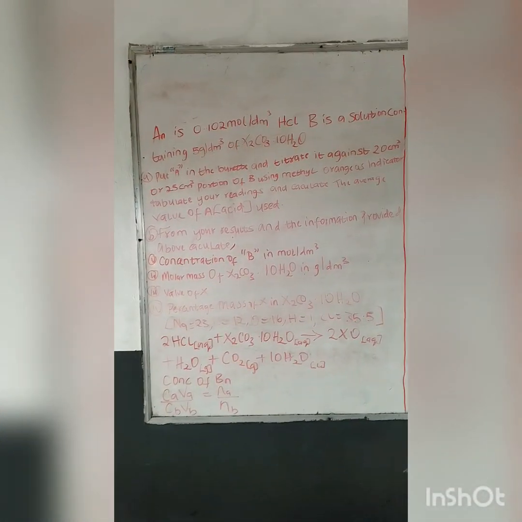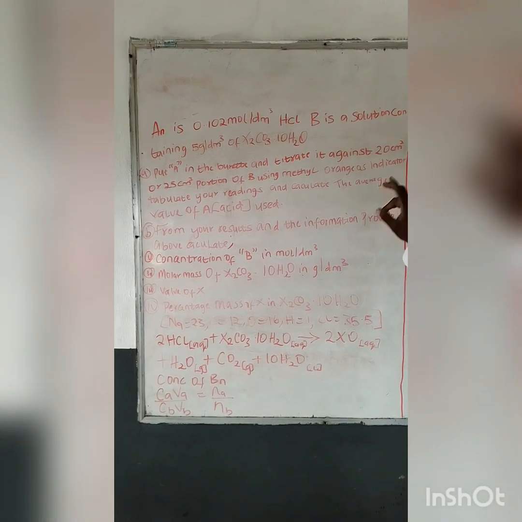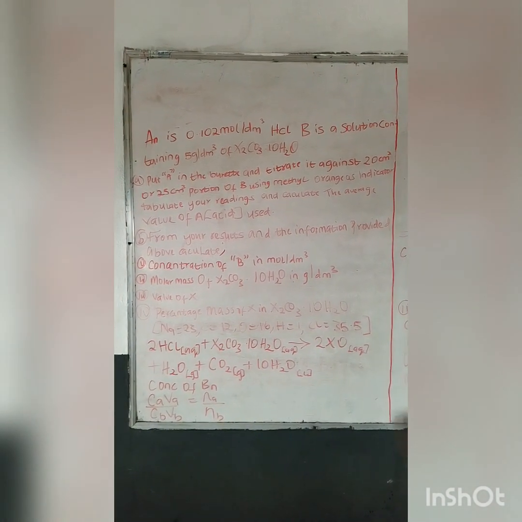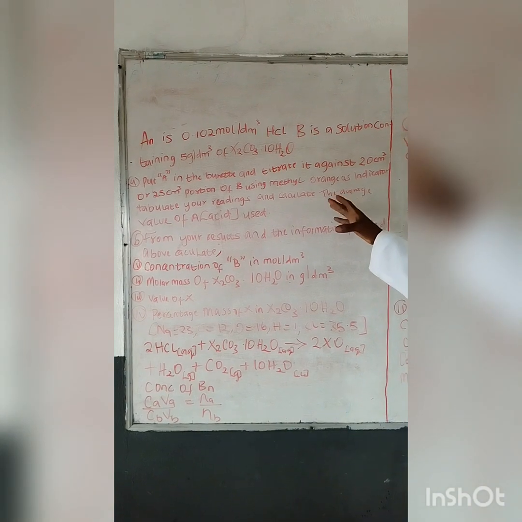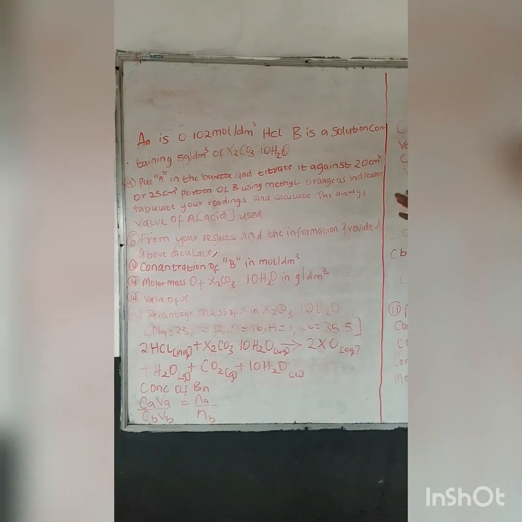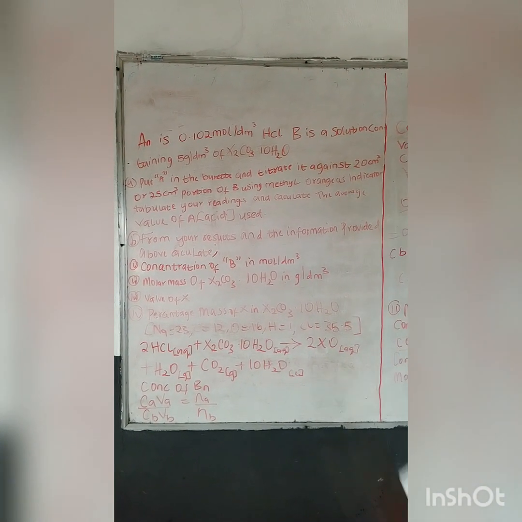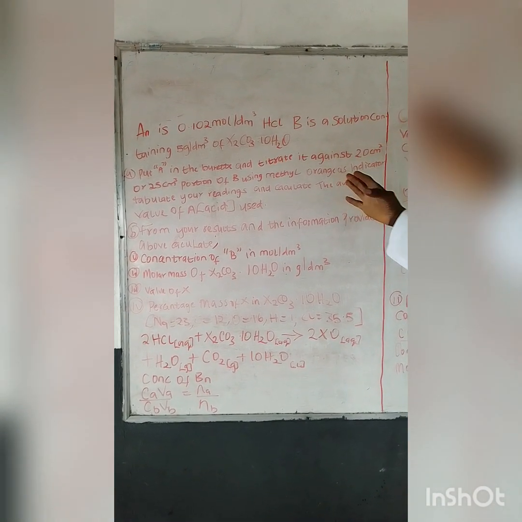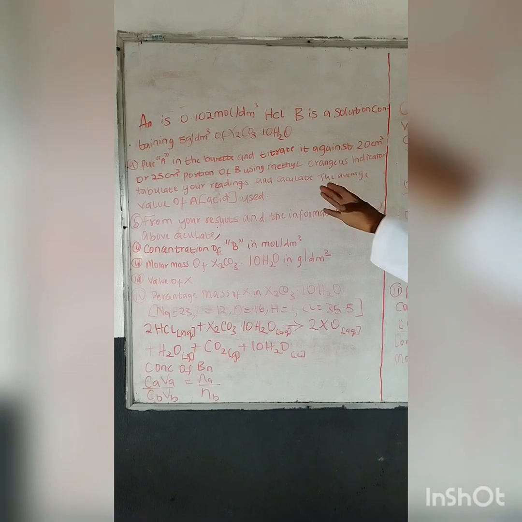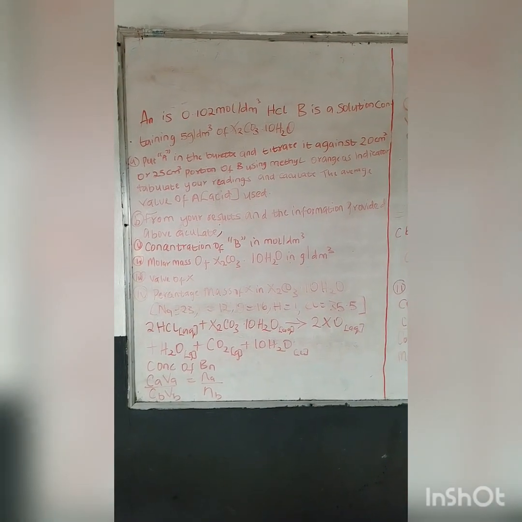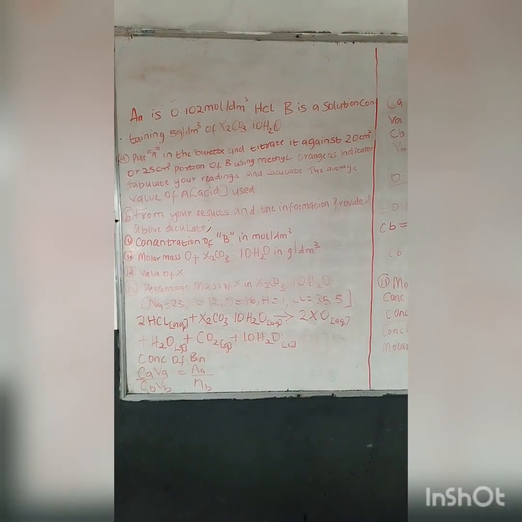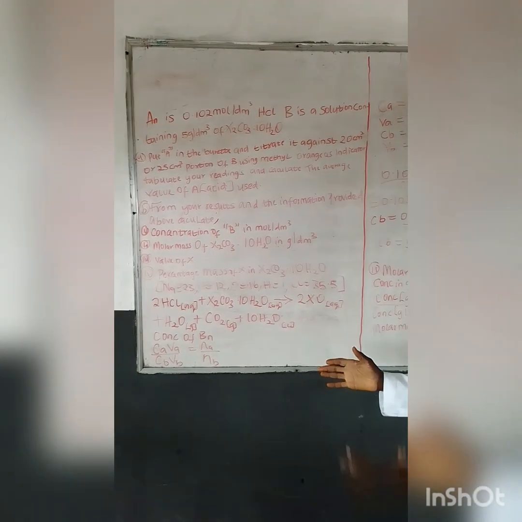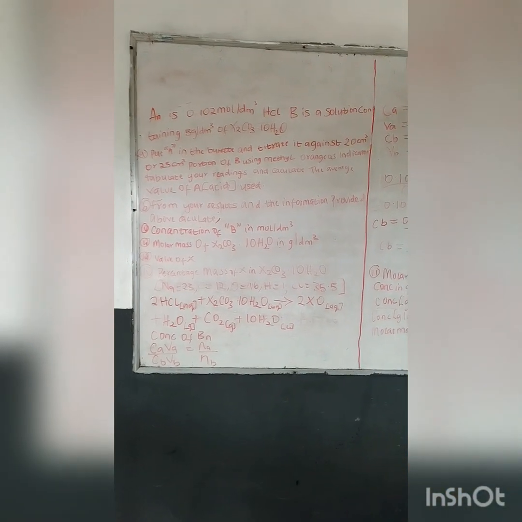We are told that A is 0.102 mole per dm cube HCl. B is a solution containing 5 grams per dm cube of sodium trioxocarbonate(IV) decahydrate. Okay, that is the mole per dm cube of HCl, and that is also the gram per dm cube of the base. So this year's practical is going to anchor us on a strong acid and a weak base.